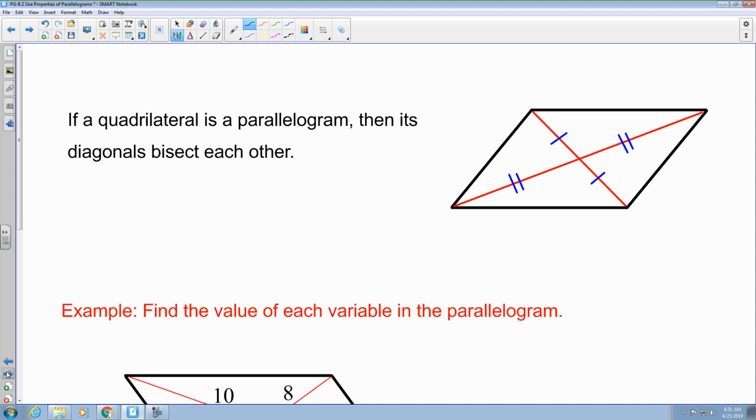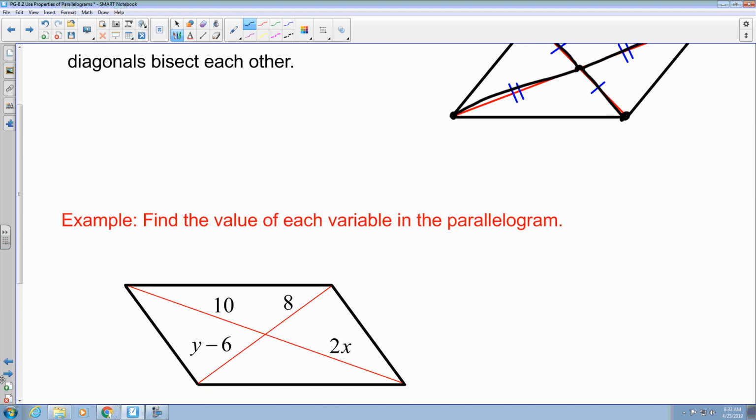Another characteristic of a parallelogram is that if the quadrilateral is a parallelogram, then its diagonals bisect each other. Okay, so you have one vertex, and then inside of the parallelogram, it's connected to the opposite vertex, and same thing goes here and here. Those two line segments will meet at this point. Why is that point significant? If they bisect each other, that means they split this line segment here and this line segment here into two equal parts. Same thing goes for here to here as well.